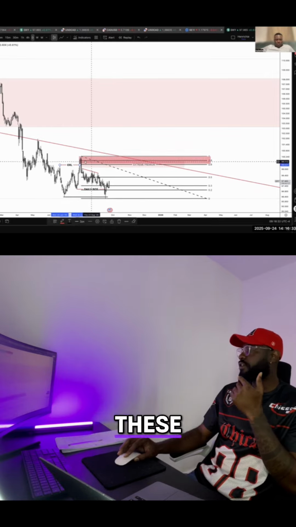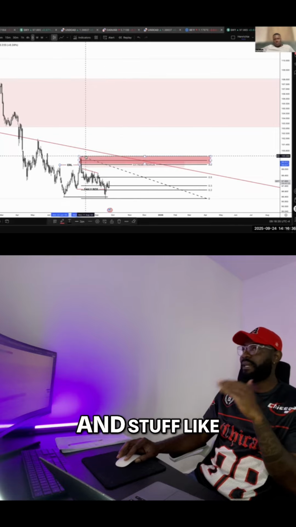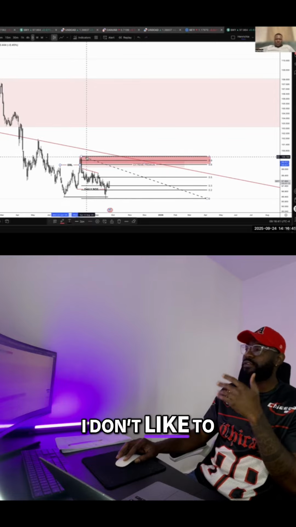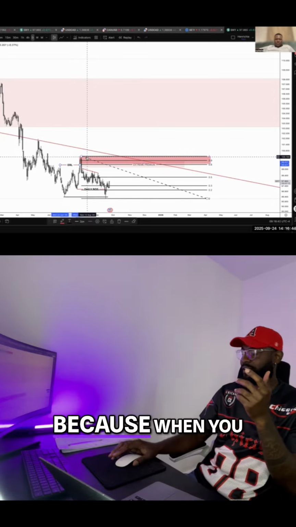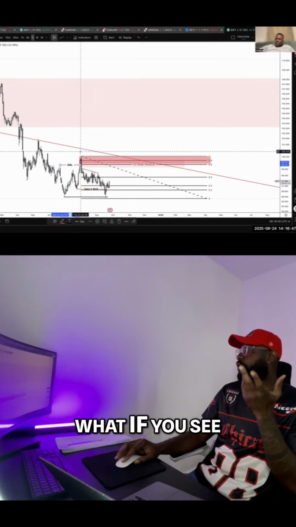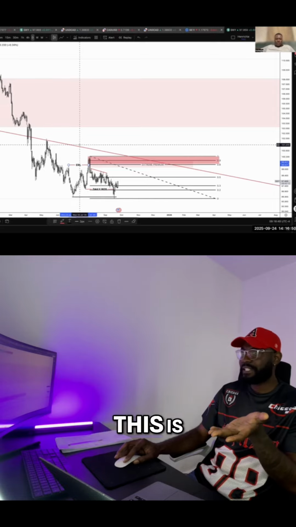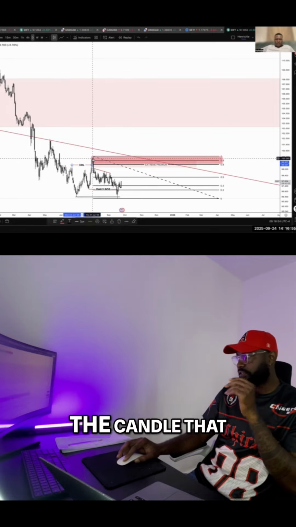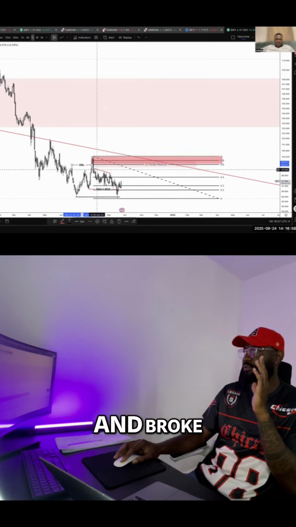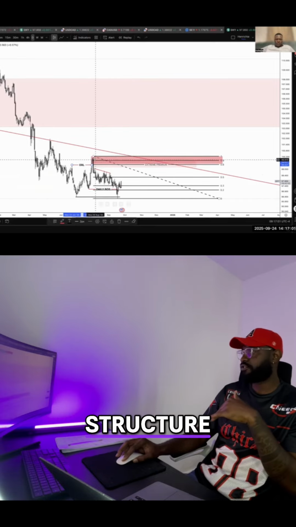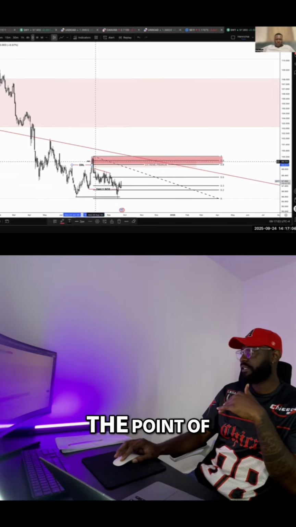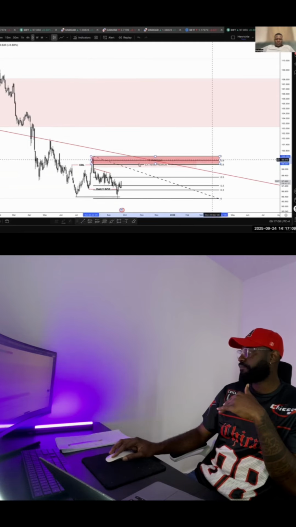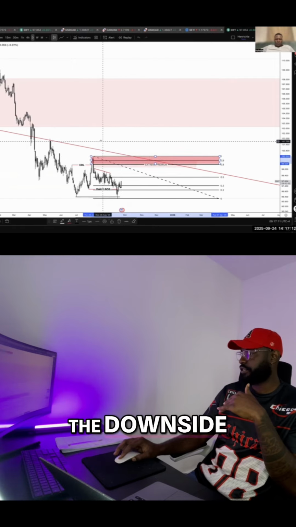Now, some traders call these areas supply and demand and stuff like that. They are not wrong for calling it supply and demand, but for me, I don't like to plaster names on things, because when you put all those names on, it's confusing. What if you see it in another time frame? You probably won't understand that this is the supply and demand zone. But if you understand that this was the candle that took that external range liquidity and broke significant daily structure, that is why this area is the point of interest that I'm anticipating for price to use as a key level for a potential continuation to the downside.